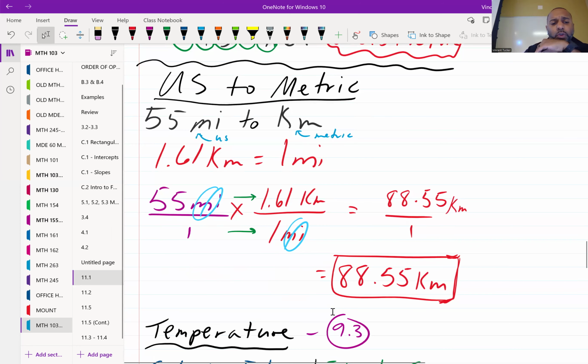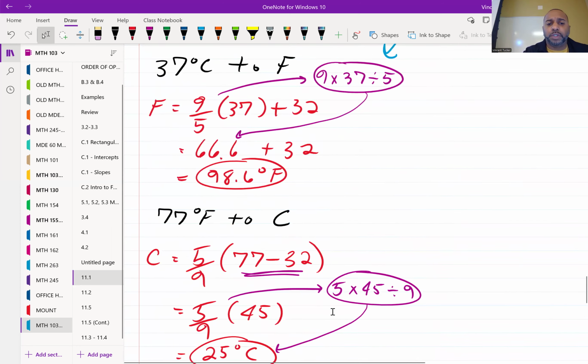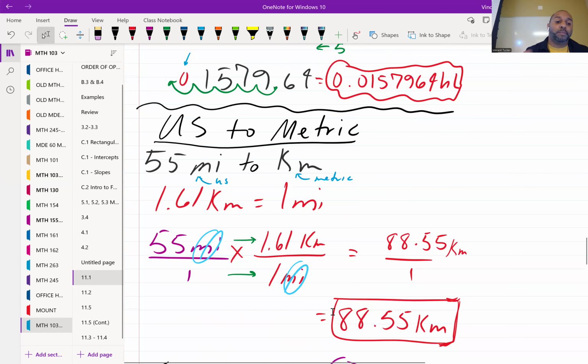See, don't worry about temperature. If I remember correctly, I didn't see one dealing with temperature. But if you do see one dealing with temperature, let me know and then we can go over it. But I don't want to give you stuff that you don't have to worry about.